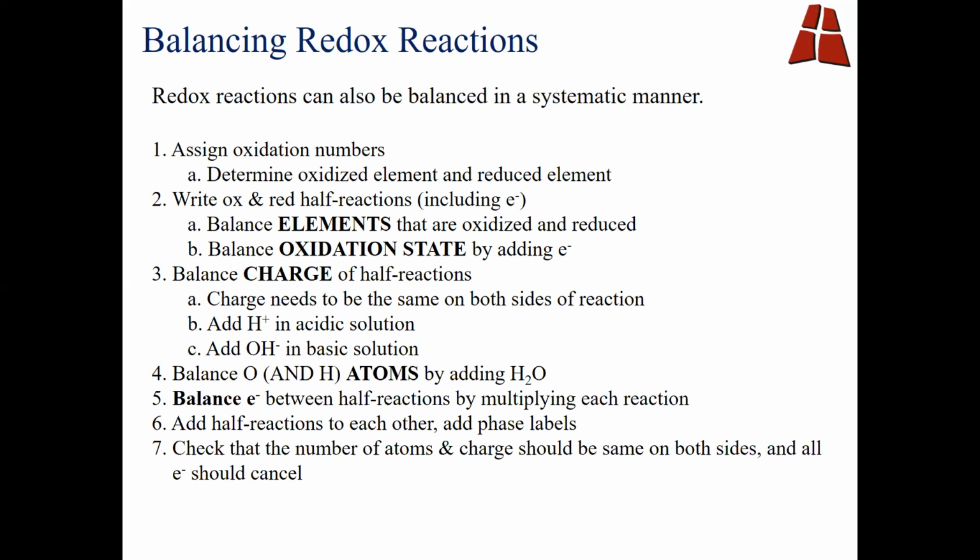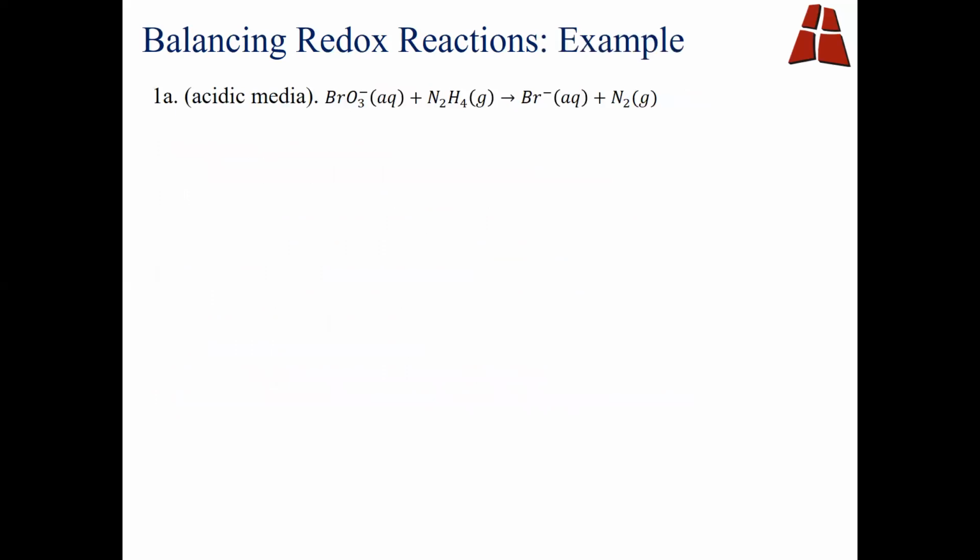Again, we'll go through an example of this right now so that hopefully it makes a bit more sense. Let's say we want to balance the reaction shown here, where we have BrO3- reacting with N2H4 to make Br- and N2. I'm going to start by assigning oxidation states, and then we will balance the redox reaction.